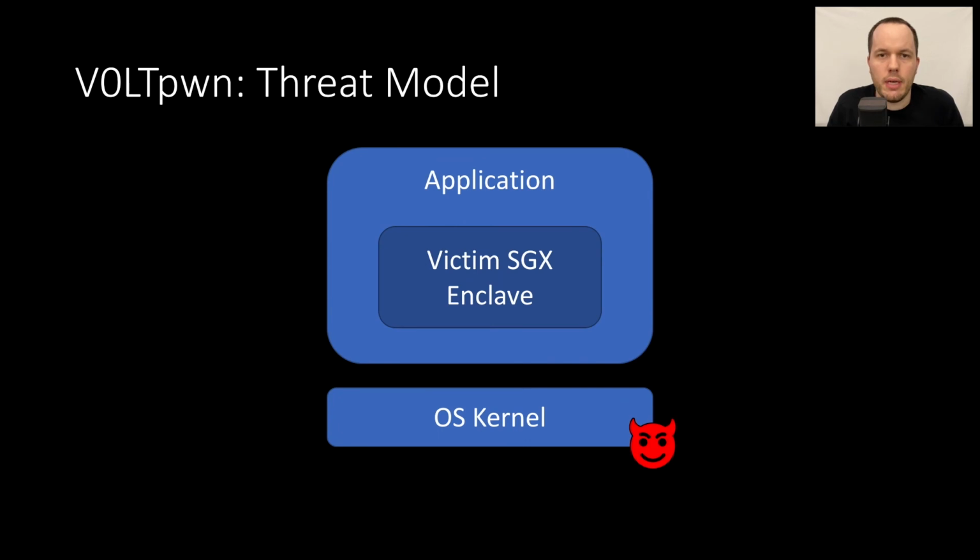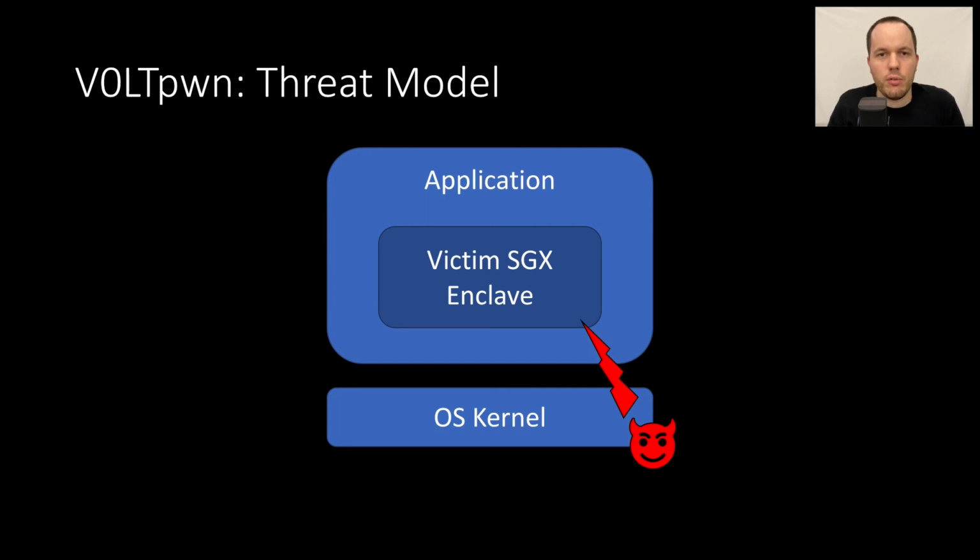In a VoltPawn attack, we assume the kernel is malicious, and we want to attack the only thing that the operating system does not normally have access to, namely an SGX enclave. Specifically, we want the SGX enclave to return the wrong data for some specific computation.